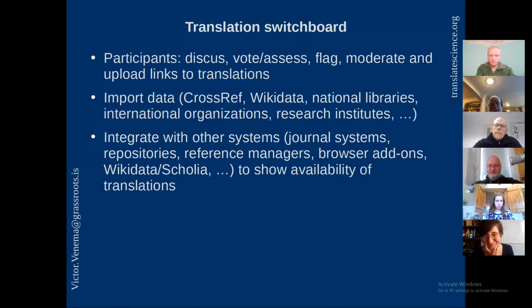If you're on a journal page and there is a translation available, it would be great if the home page would immediately tell you that. The same for repositories, for a reference manager, if you're on your reading list, it would be great if the reference manager would immediately say, I've got a translation in your own native language of this article. One could also create a browser add-on that if you're on the homepage of an article, the browser would warn you that there is a translation in one of the languages you master.